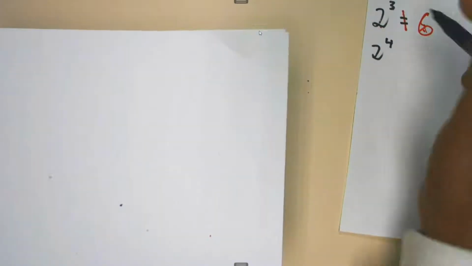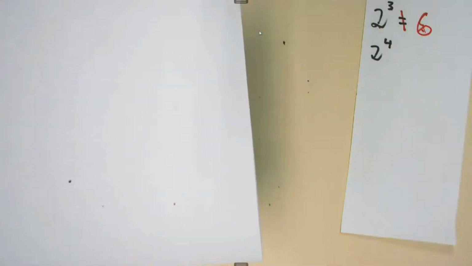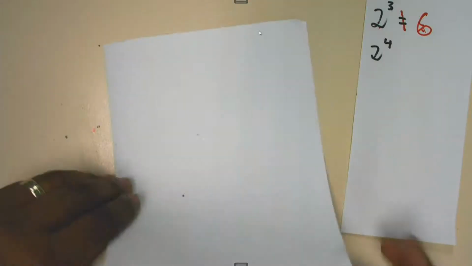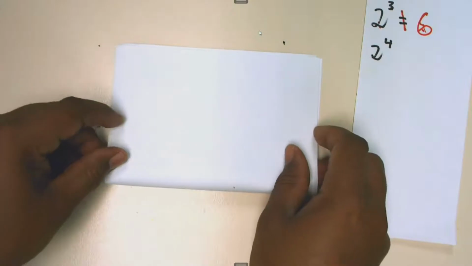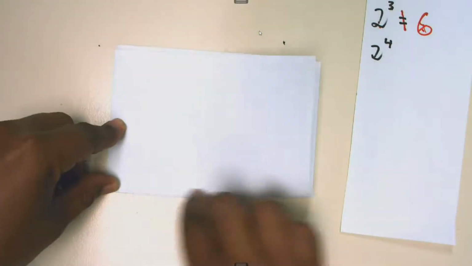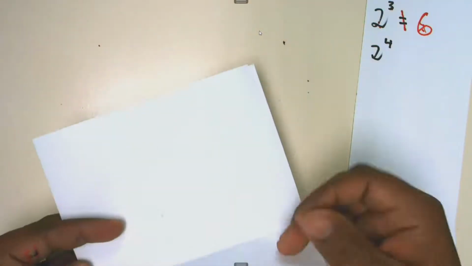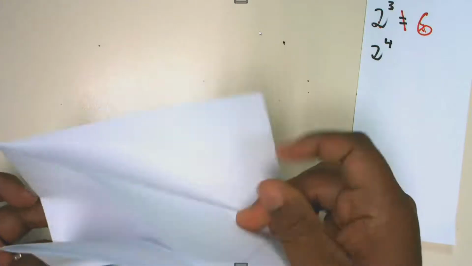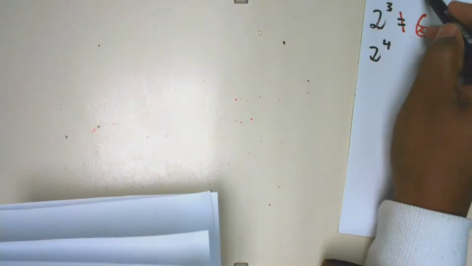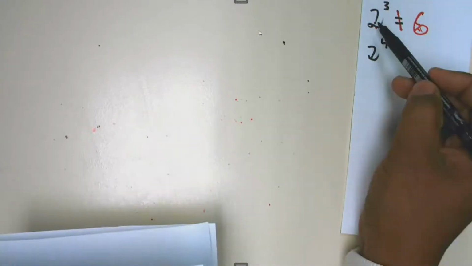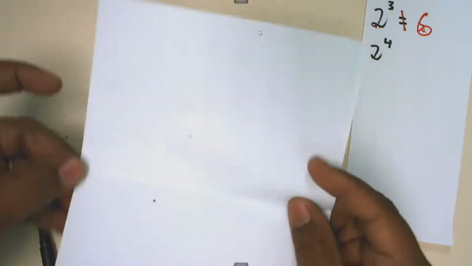Now let's check what will be 2 to the power of 2. This was the first fold. Now the very same paper, I'm folding it for the second time. Now let us count the number of layers. It's 1, 2, 3, 4. All right. That means 2 to the power of 2 is 4. Now what is 2 to the power of 3? Remember, this was the first fold.